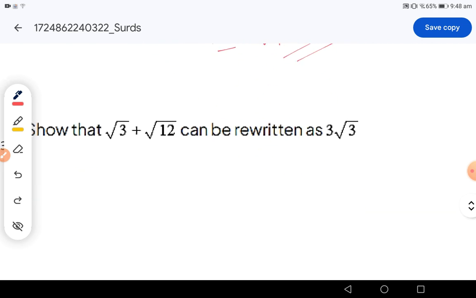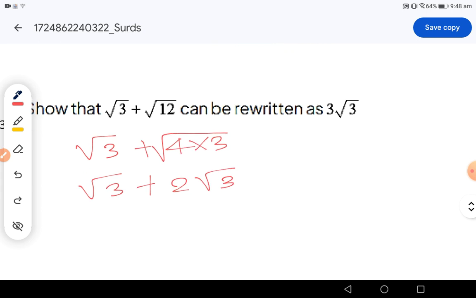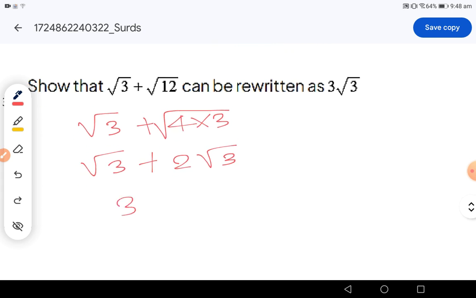Root 3 plus root 12 can be rewritten as 3 root 3. So root 3 and plus 4 times 3. So root 3 plus 2 root 3. So 2 plus 1, 3 root 3.